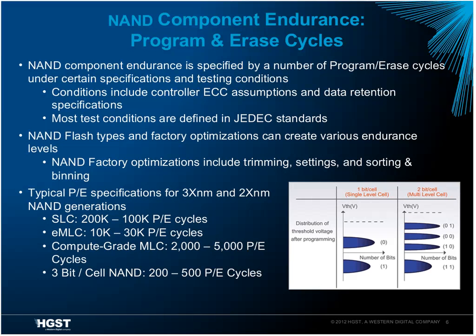And typical PE specs for a 30 or 20x nanometer are SLC at 100 to 200K PE cycles, eMLC or enterprise class MLC at 10 to 30K PE cycles, your standard compute grade MLC, which ranges from 2K to 5K, and 3 bits per cell NAND of roughly 200 to 500 PE cycles.